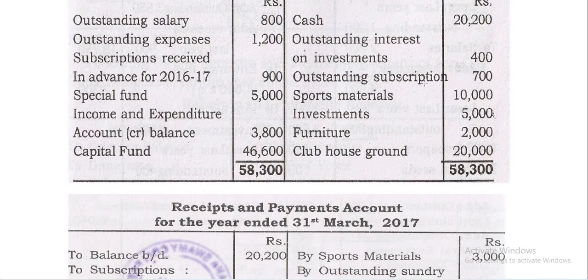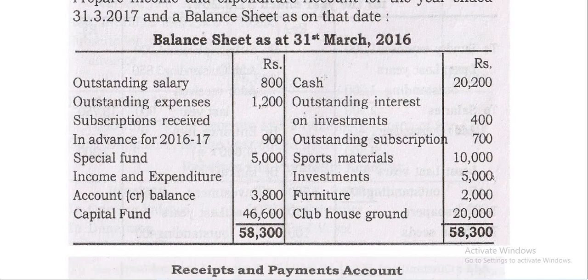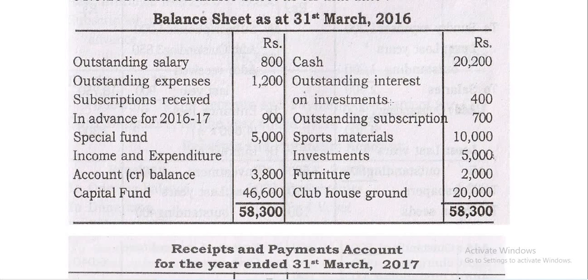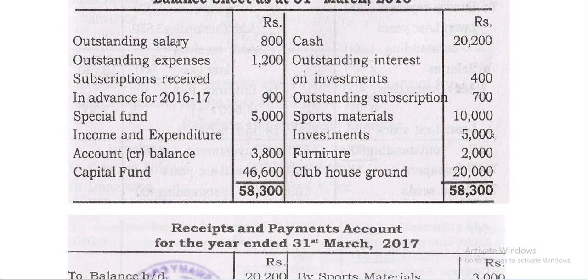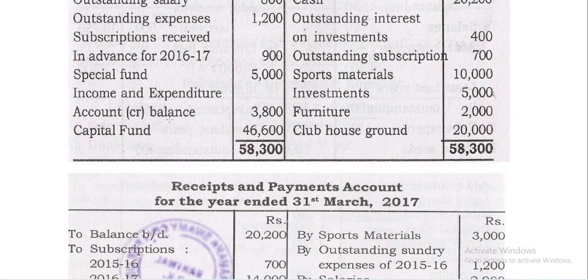And then cash, it's opening balance, so not to consider at all. So this item I explained. Outstanding subscription you know. Sports materials you have understood. Investments you learned. Furniture, closing balance sheet. Clubhouse ground, closing balance sheet, asset side. Outstanding salary you have learned. Outstanding expenses you have learned. Subscription received in advance you have learned. Special fund you have understood.